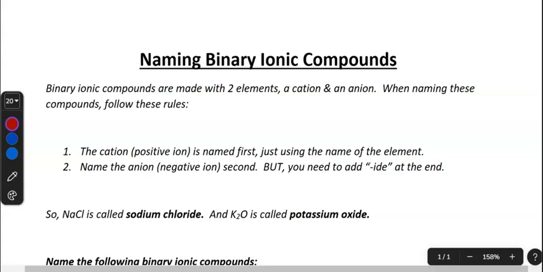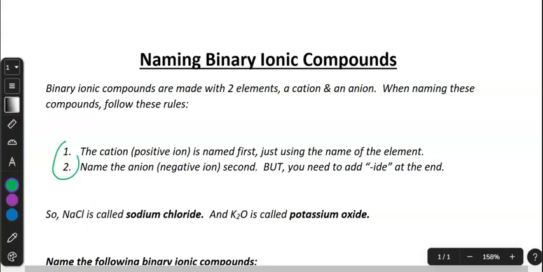So there are two rules here that you need to follow, and those are right here on your page in your packet. So the cation, remember, is the positive ion. That's always named first, and all you do is use the name of the element, and then you name the anion. So remember that the anion is a nonmetal. This is a nonmetal atom that has gained electrons in order to achieve a full shell, and therefore it has a negative charge. You just have to remember to change the name of the anion by adding IDE at the end. And here I give you a little example.